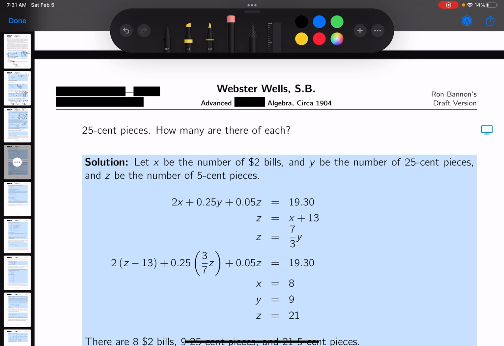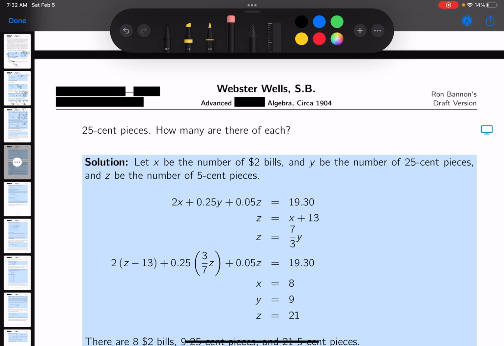So the first thing I'll do is write down what's called the value equation. If there's X $2 bills and they're worth $2 each, 2 times X would be the value from that. And then over here would be the value from the quarters. How many quarters do we have? Y quarters, and each quarter is worth 25 cents. And how many nickels are there? There's Z nickels, so I multiply it by 0.05, and it equals $19.30.